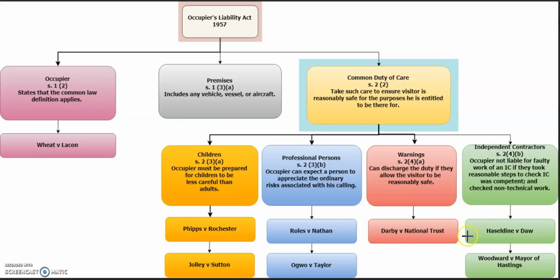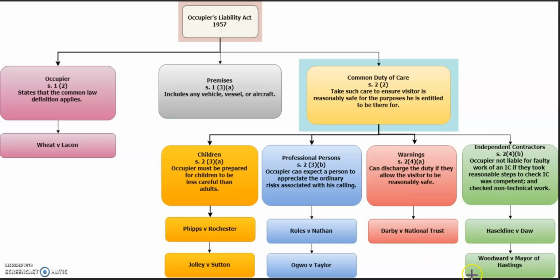And it's always useful to compare and contrast the case of Haseldine and Daw and Woodward and the Mayor of Hastings. So Haseldine and Daw was an unfortunate case where the claimant fell down a faulty lift shaft after independent contractors had done faulty work there. And in that case it was held that the occupier was not responsible for the work done by the independent contractors because the work on the lift was so technical an occupier couldn't be expected to check it.